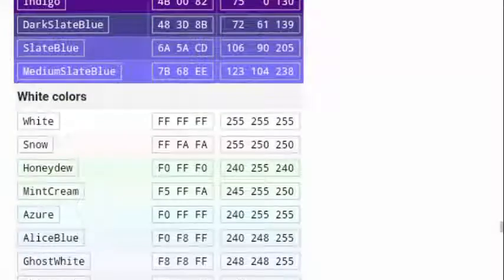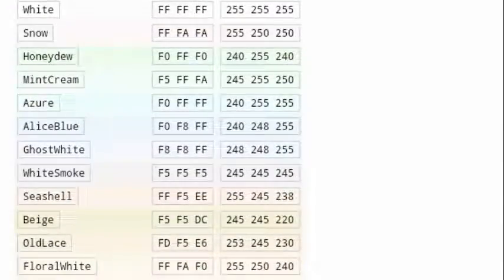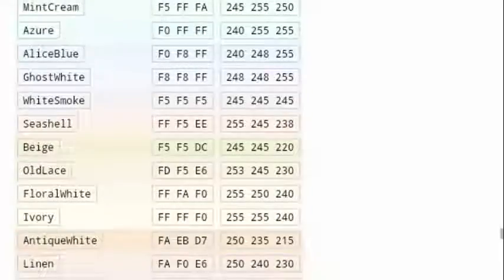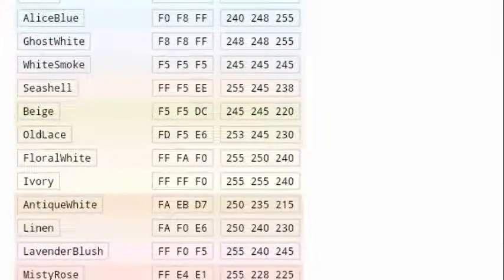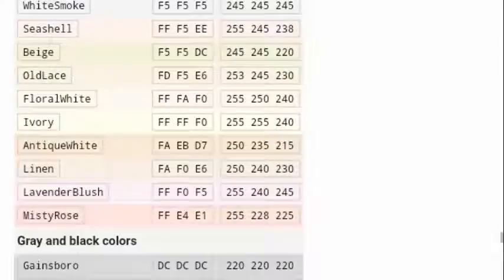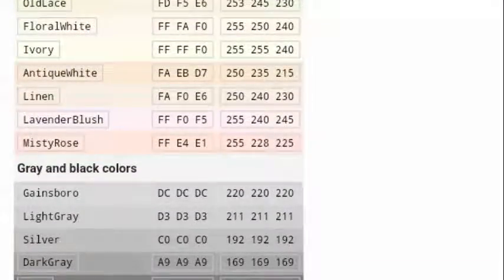And then you have white colors. Now white is 100% red, 100% green and blue. And these are the different types of white. Ghost white, interesting. Now let's see ghost white. Who is the power? It's blue. So if you want to be ghosty, push up your blue. There is ivory and misty rose, the highest being red.